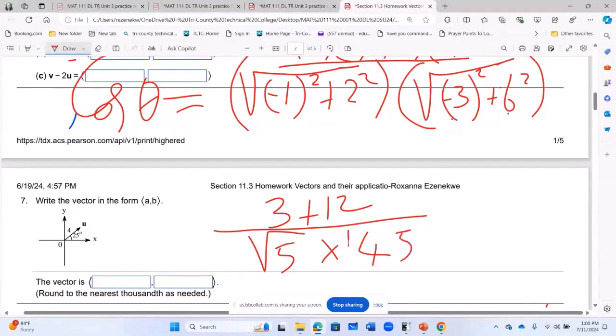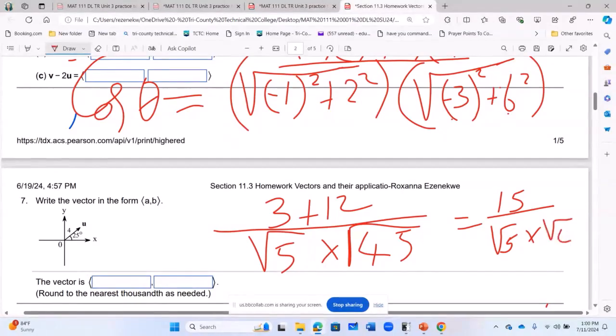And I hope you know that these are okay, and I can write them in one square root. So in the numerator, I have 15, all over. So the angle is not 0. The angle is not 90 degrees because the numerator is not 0. Then the denominator: I have square root of 5 multiplied by square root of 45.